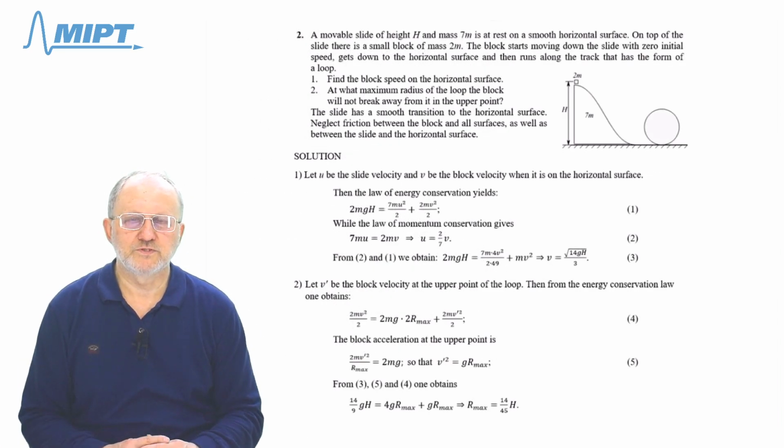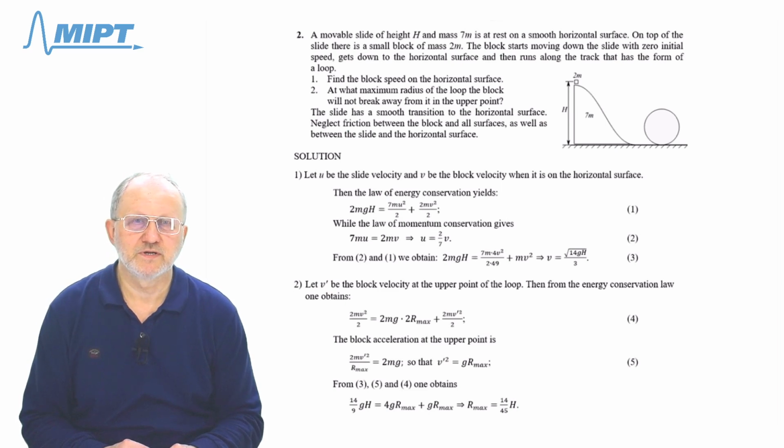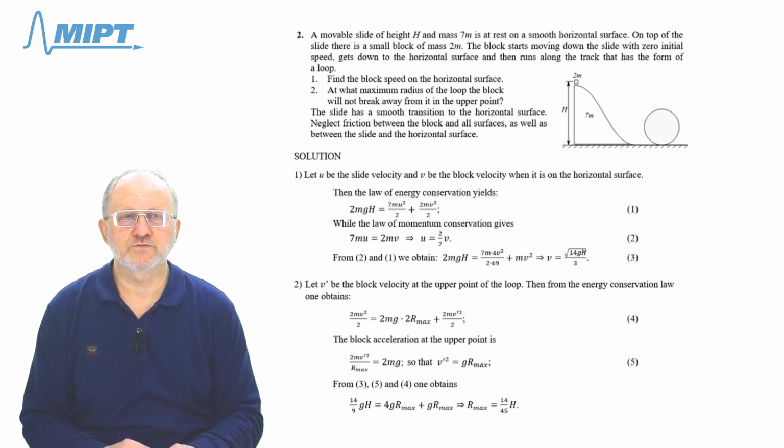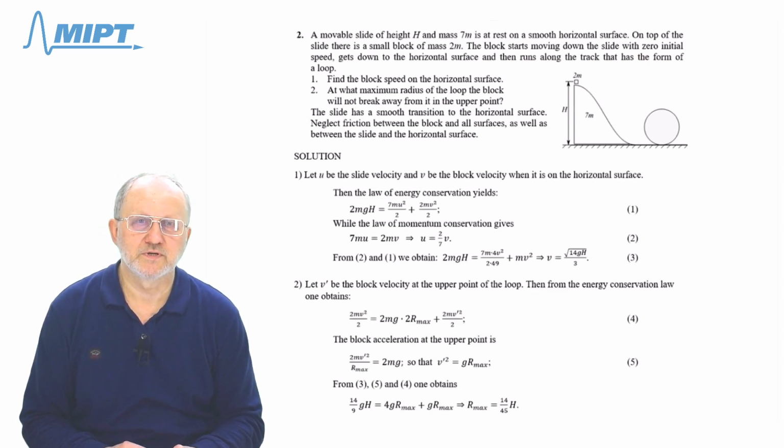So now we move to a second problem, which reads: a movable slide of height h and mass 7m is at rest on a smooth horizontal surface. On top of the slide, there is a small block of mass 2m. The block starts moving down the slide with 0 initial speed, gets down to the horizontal surface, and then runs along the track that has the form of a loop.